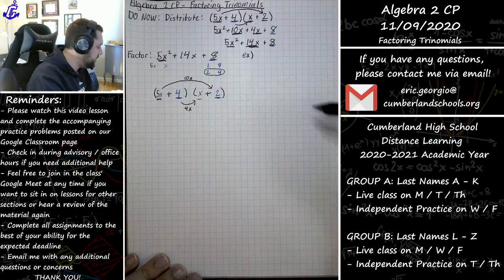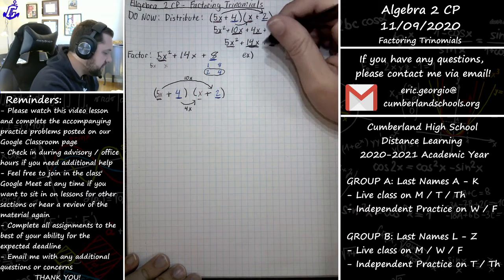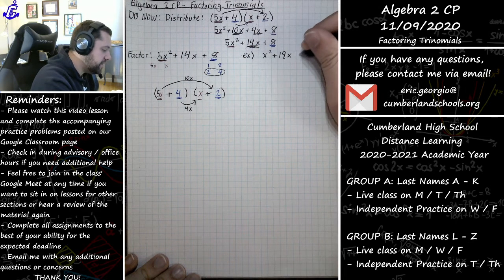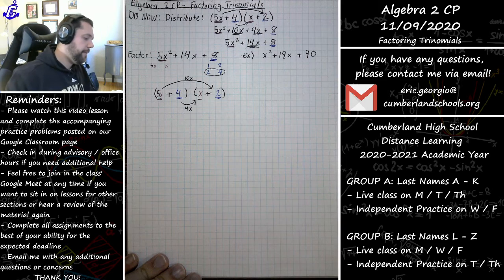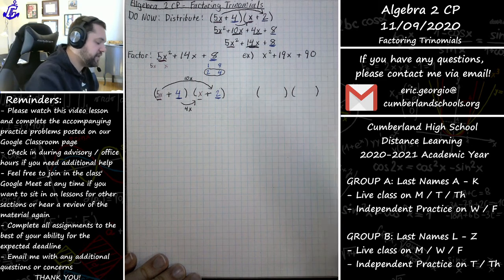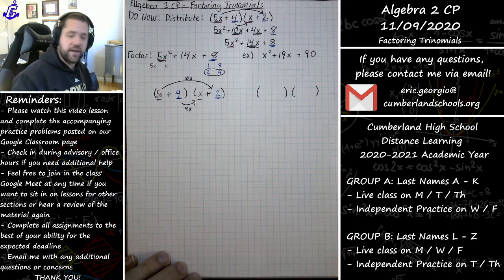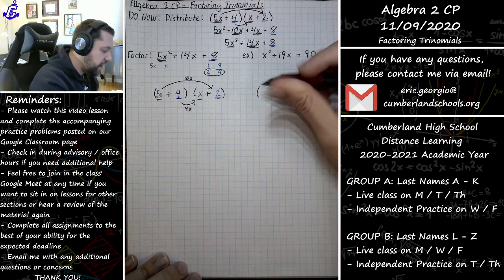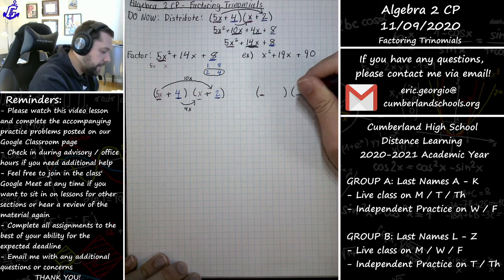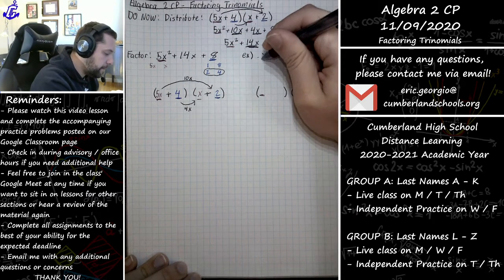Now we don't know the answer ahead of time. Ready? How about something like this? x squared plus 19x plus 90. Once again, the goal is to split this into two binomial factors like this. I know, because based on how distribution works, that my first number times my first number is going to equal the x squared.